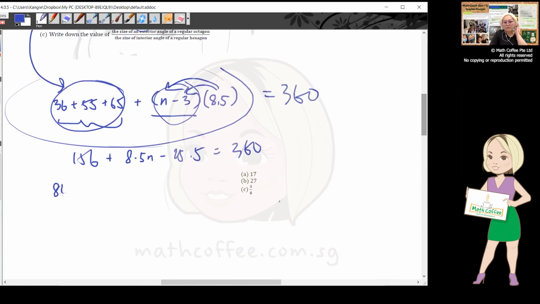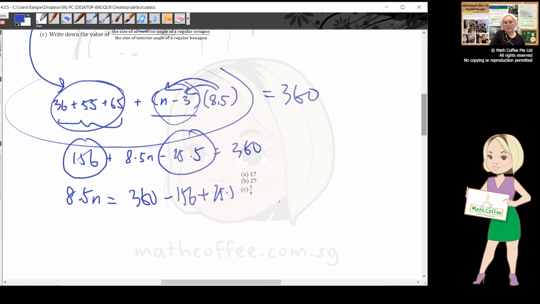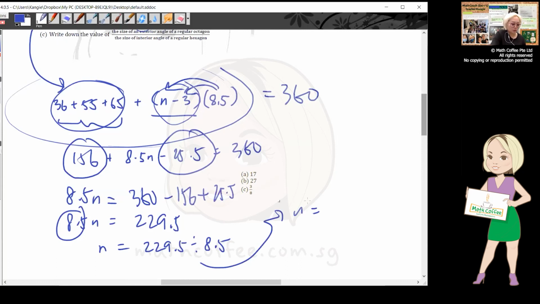Then what we do? We will do 8.5n equals 360 minus 156 plus 25.5. And I get 229.5. So my n is equal to 229.5 divided by 8.5. I get 27. And I'm done. My n is equal to 27. Ta-da!